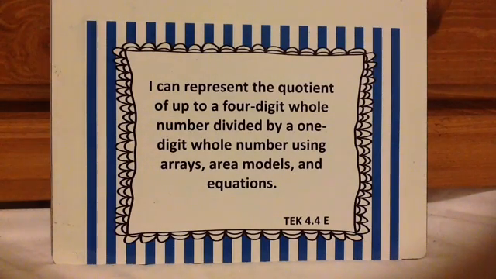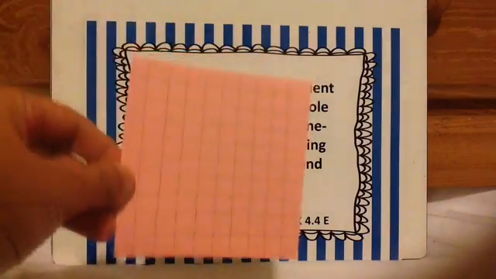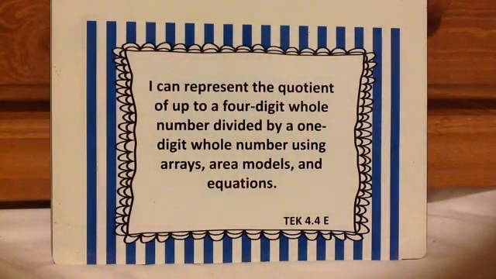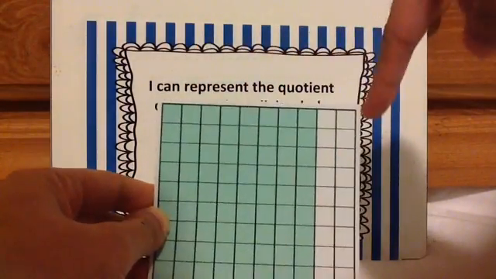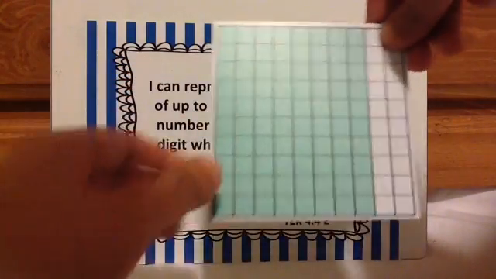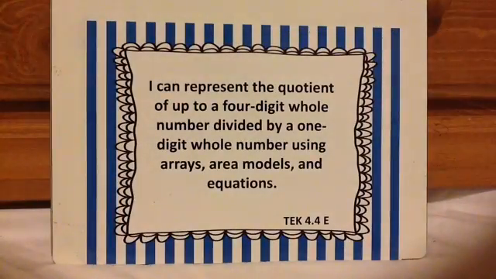An array is rows and columns, and it's a faster way to multiply. Area models are very similar, but it's broken up. So I'm just going to use this. This makes the most sense. So this is like 8 plus 2 and then times 10 or something like that. You've broken it up into parts. And then the equation is the math problem.